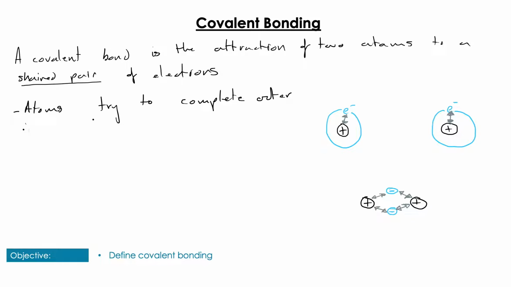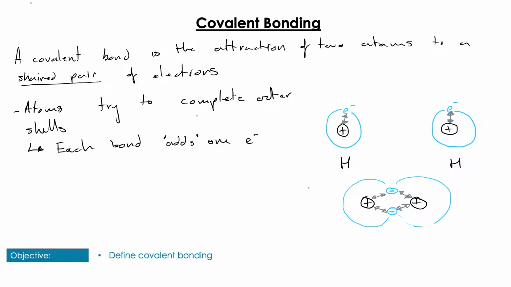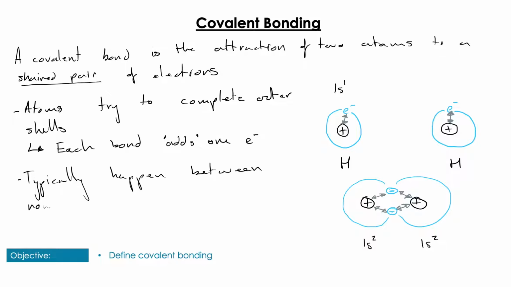If we think about here, we've got a 1s orbital, and so that wants two electrons to complete it. So we can think of that as each nucleus adding an electron to its outer shell, and therefore each nucleus having a complete shell when they are paired together in this system, hence why we describe them as shared electrons. Typically, we see this kind of bonding between non-metals.